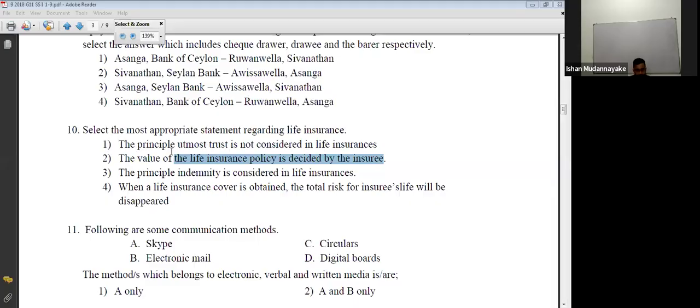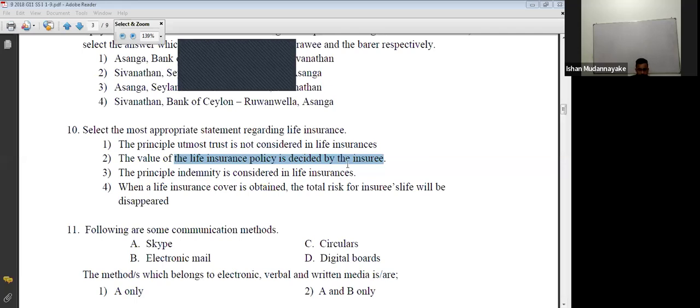Lamai, the second one is the answer. The value of life insurance policy is decided by the insured. Yes, that is the correct answer.